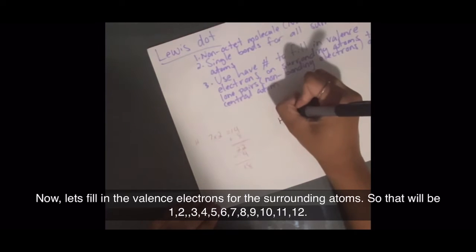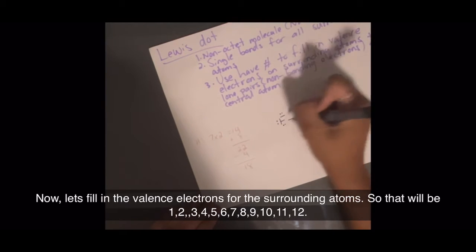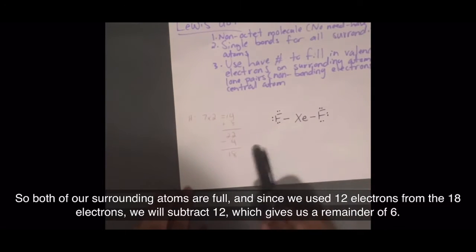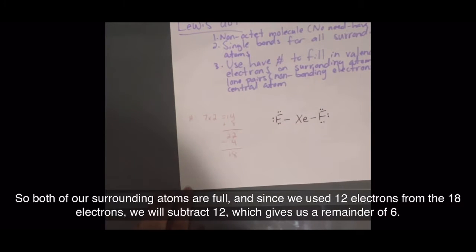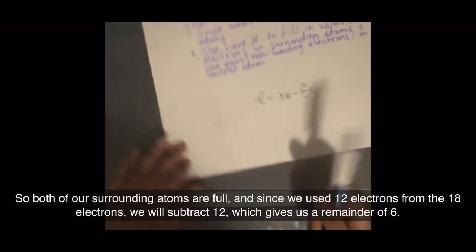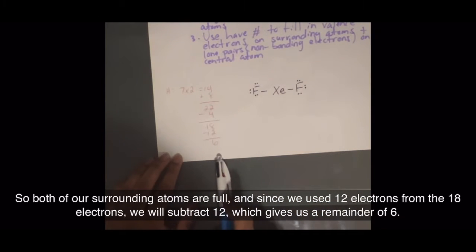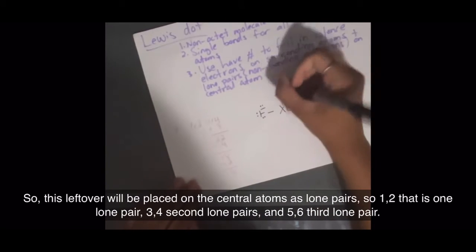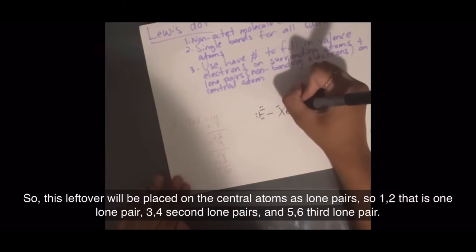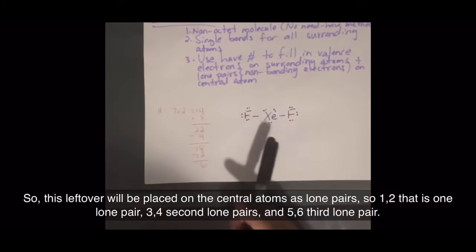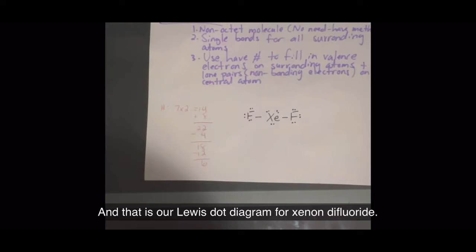So that'll be 1, 2, 3, 4, 5, 6, 7, 8, 9, 10, 11, 12. So both of our surrounding atoms are full, and since we used 12 electrons from the 18 electrons, we will subtract 12, which gives us a remainder of 6. So this leftover will be placed on the central atom as lone pairs. So 1, 2, that is 1 lone pair. 3, 4, second lone pair. 5, 6, third lone pair. And that is our Lewis dot diagram for xenon difluoride.